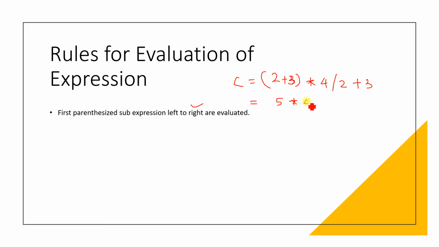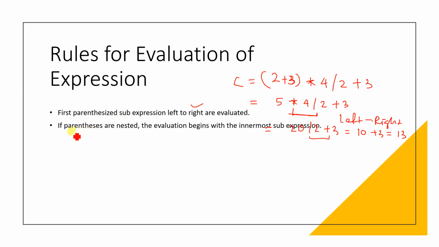So after executing this, what you will get? 5 into 4 divided by 2 plus 3. Now you can see star and divide operators have higher precedence than plus, so these need to be executed first. But among these two operators, both have the same precedence, so we will follow the associativity rule, that is left to right associativity. So 5 into 4 becomes 20 divided by 2 plus 3, and now there are two operators left. First 20 divided by 2 will happen, so 10 plus 3, which is equal to 13. So this is how the expression gets executed.